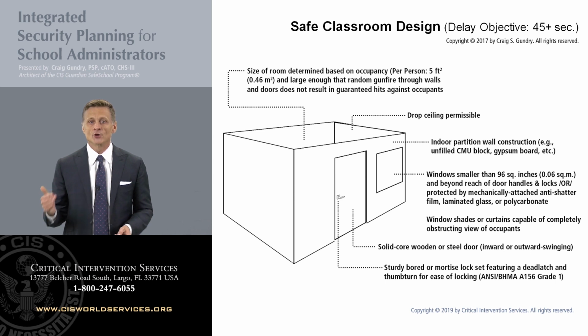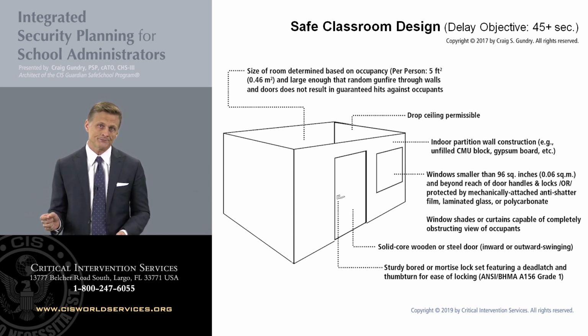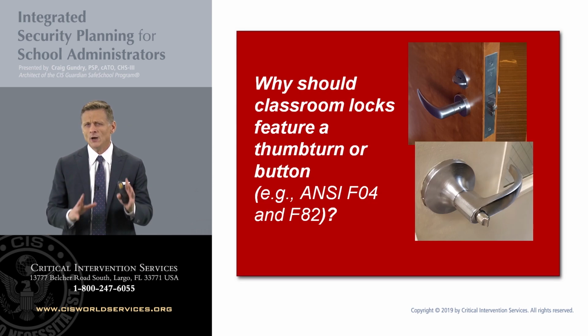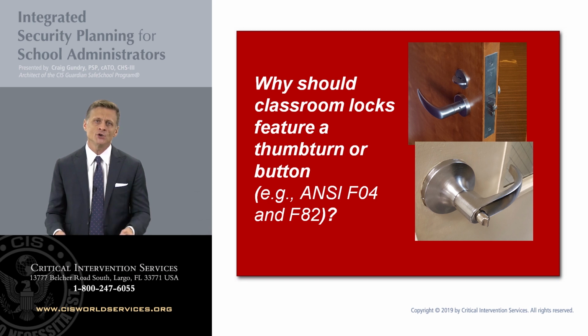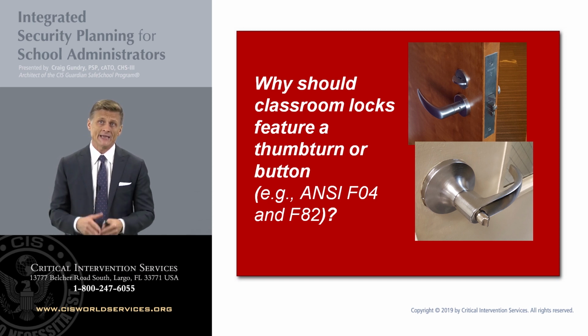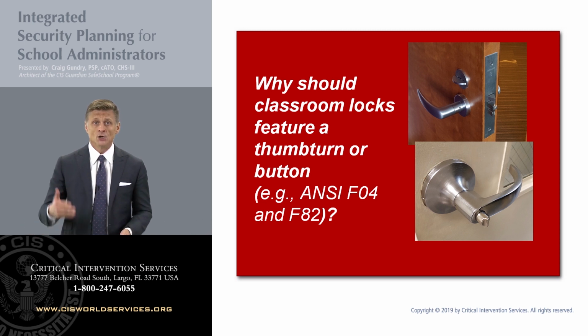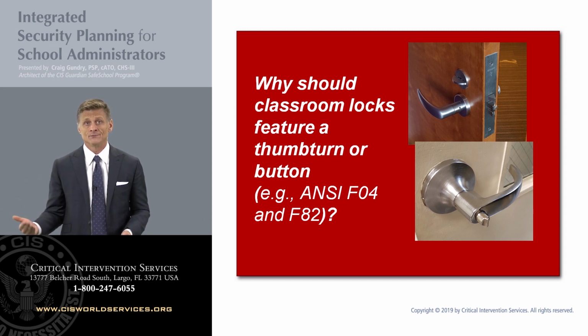And a sturdy deadbolt or mortise lock set featuring some type of dead latch system and a thumb turn for ease of locking, such as I described in an ANSI BHMA A156 Grade 1 lock. Now, why do I emphasize this point about locks featuring a thumb turn or a button, which under the ANSI classification code means office function locks, which would be for bored and mortise lock sets, ANSI F04 or ANSI F82.